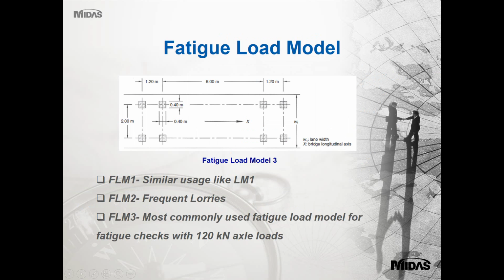Then comes fatigue load models. Mostly fatigue load model 3 is commonly used, which is shown in the figure here, and only one lane has to be loaded with fatigue load model 3. If you are doing a ULS check, we should have only this particular load case in our combination for checking the stresses for fatigue.